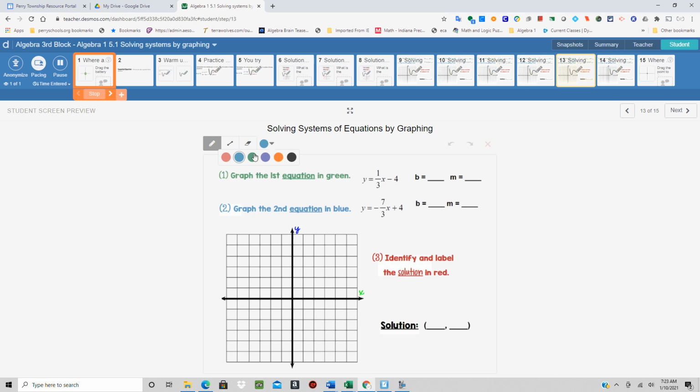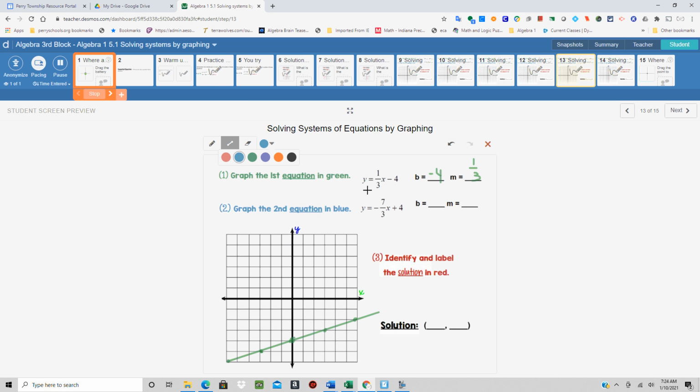All right. Here, my y-intercept is -4. My slope is 1/3. So begin with -4. Go up 1, right 3. Up 1, right 3. If I wanted to, I could go down 1, left 3. Draw my line. And again, you want to be as neat and accurate as possible. Let's go ahead and do the next one.